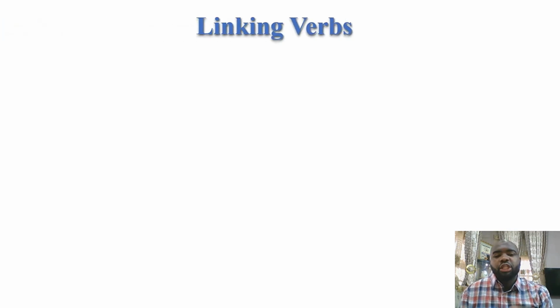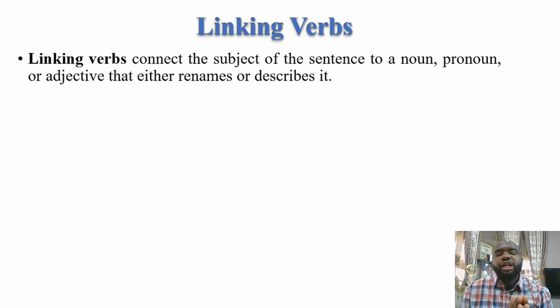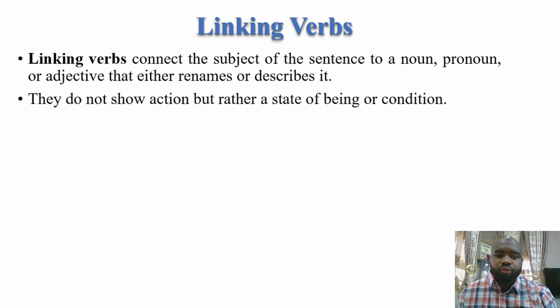Now, let's move on to linking verbs. Linking verbs only perform the act of connecting the subject of the sentence to a noun, pronoun, or an adjective that either names or describes it. They only connect the subject to a pronoun, a noun, or an adjective in the object position. That's what they do. They do not show action, but rather state of being or condition. Let's see the examples, then we'll be able to understand more.